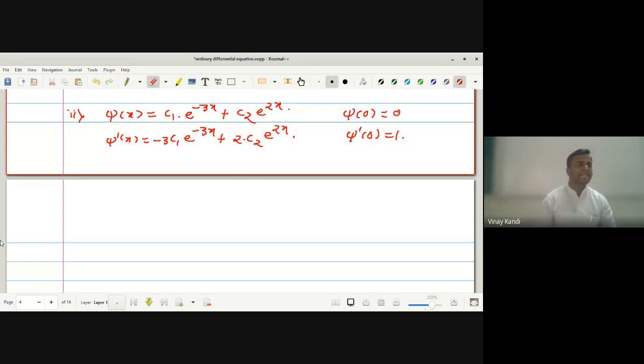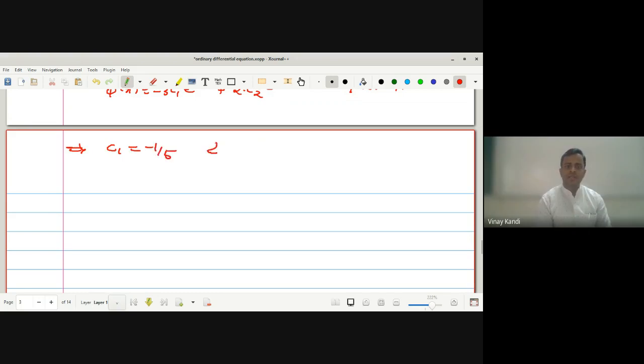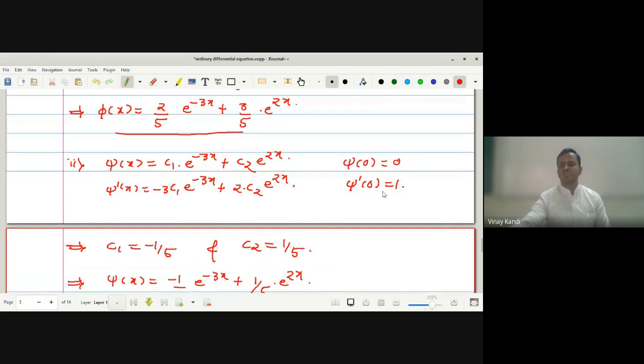ओके, आलंय का? So C1 is minus 1 by 5 and C2 is equal to 1 by 5, which implies that psi of x is equal to minus 1 upon 5 e raised to minus 3x plus 1 by 5 e raised to 2x. So this is the general solution satisfying psi of 0 is equal to 0 and psi dash of 0 is equal to 1. Okay, any doubt?